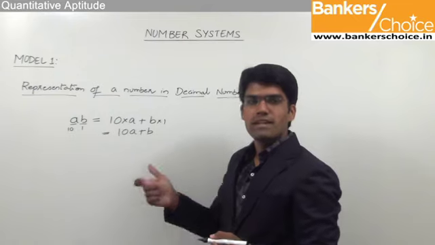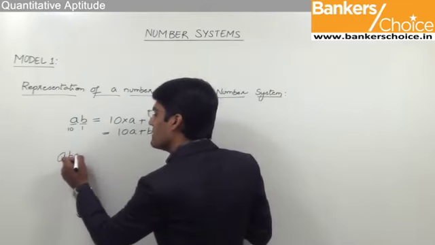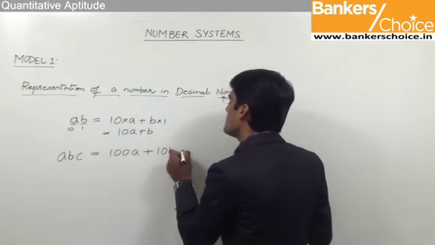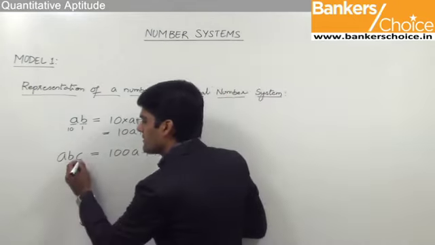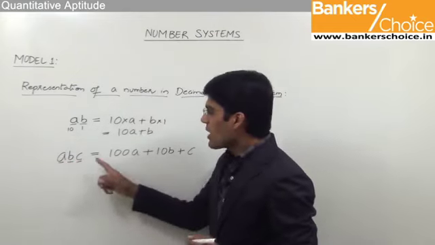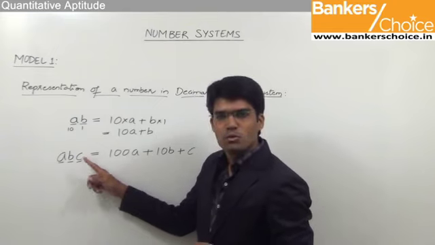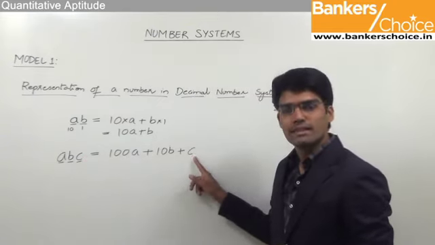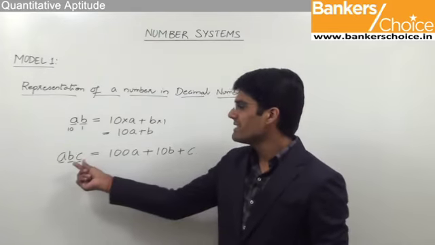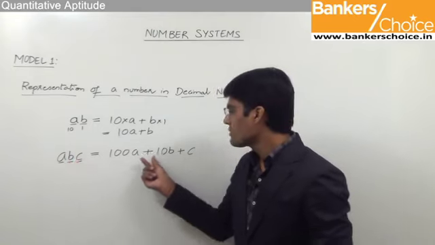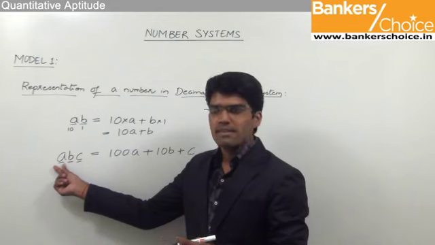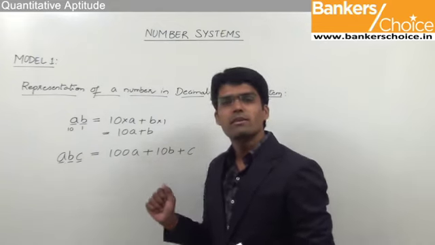Similarly, if there is a 3-digit number ABC, that 3-digit number ABC should be taken as 100A plus 10B plus C. Why? Because this is referred as units place, tens place and hundreds place respectively. So whatever digit is present in place of C should be multiplied with 1. So C into 1 is C, plus this B has to be multiplied with 10. Why? Because it is in tens place, the place value is 10. So multiplied with 10 plus the digit in place of A or in hundreds place has to be multiplied with 100. Why? Because the place value is 100.